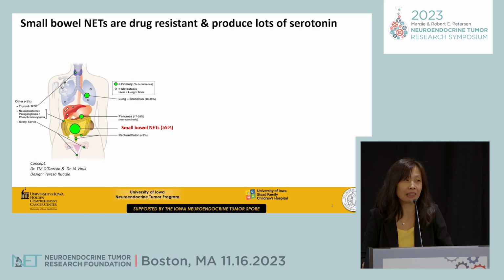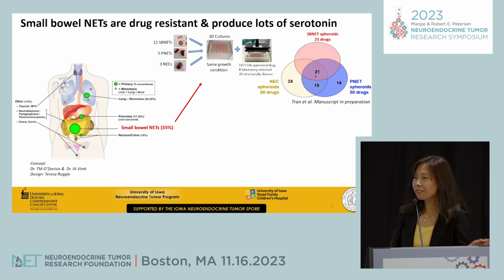So in Iowa, our team of clinicians see a lot of patients with small bowel neuroendocrine tumor, over 50% of our patient population actually have SBNET. And this is why we want to really understand the tumor metabolism of this cancer and also find ways to help improve the treatment. Because as you may all know, this class of neuroendocrine tumors is really highly drug resistant, and it seems like the approved therapies out there just don't work well.